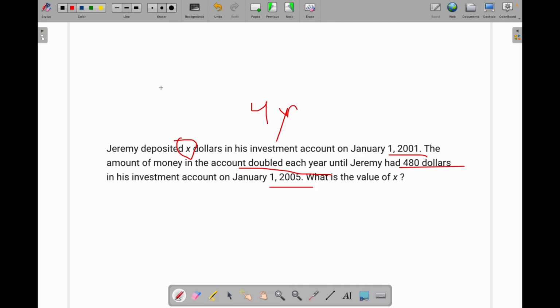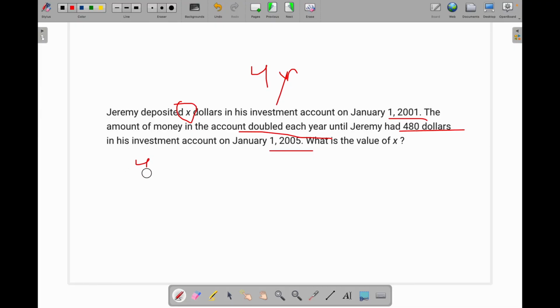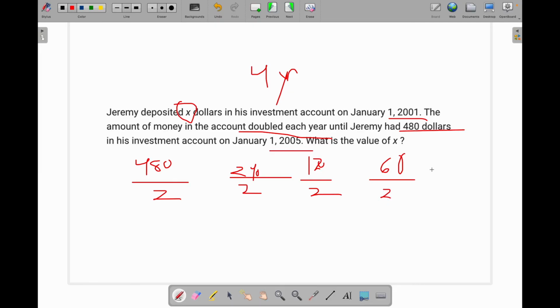So we're just going to divide 480 by 2. We're just going to do this 4 times. Divided by 2, 240. Divided by 2, 120. Divided by 2, 60. And then just divide it by 2 one more time, and you'll get 30. Meaning 30 is x, and that's our answer.